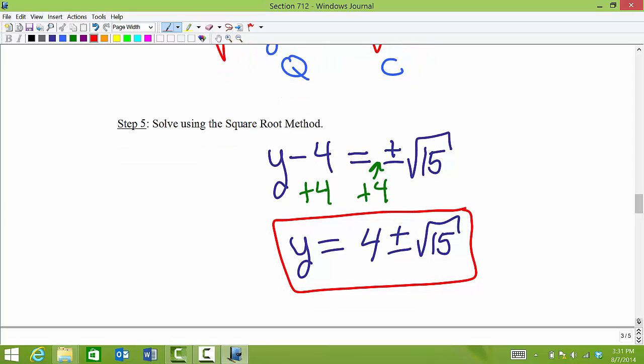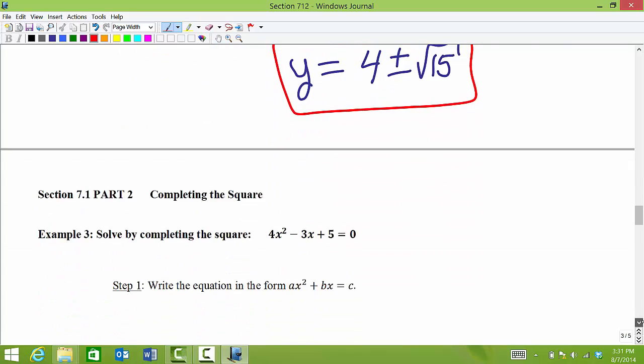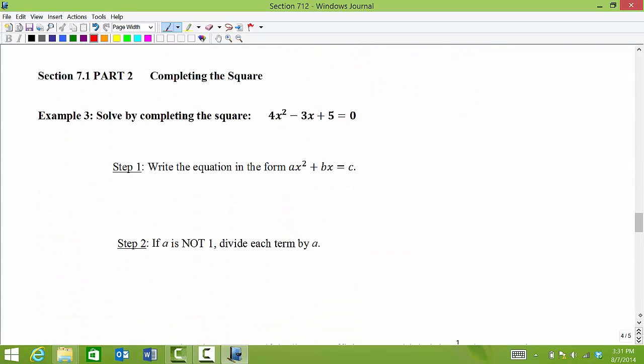Let's look at one that requires that extra step 2. In this example, we have 4x squared minus 3x plus 5 equals 0. We have that 4 in the front that we didn't have before. How are we going to solve this? Well, the first thing we're going to do is still get all of the x terms on one side and the constant on the other. So let's go ahead and move that 5 to the other side.